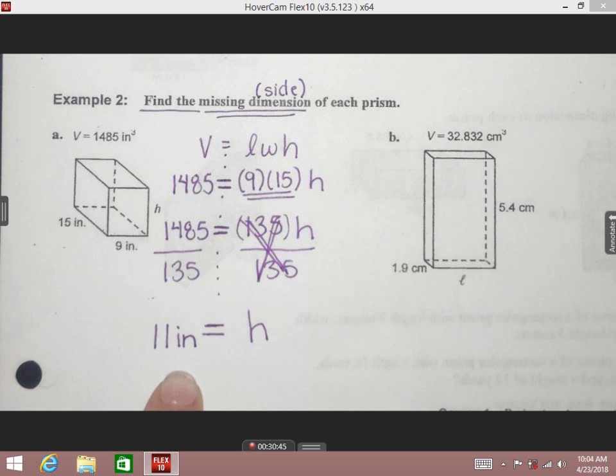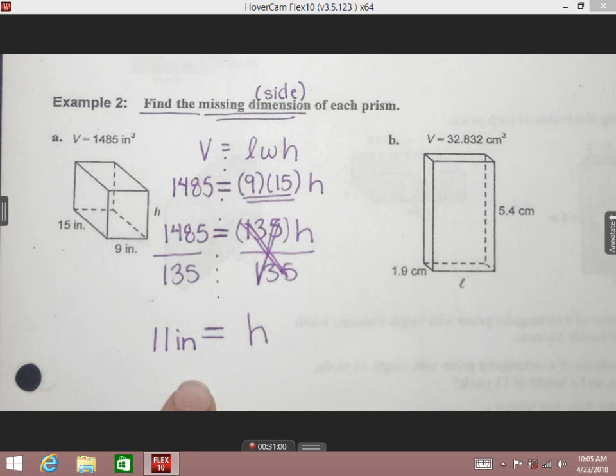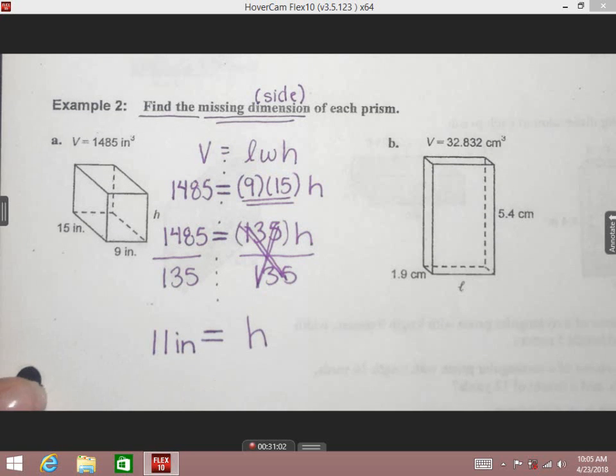Am I saying the volume is 11? No, just the height. That would be like me asking you, how tall are you? And you saying, I'm 5 foot cubed. No, that's not quite right, okay? So we don't measure height with a cube. That's just your inches or your feet or your miles, no cube. All right, so that's our answer.